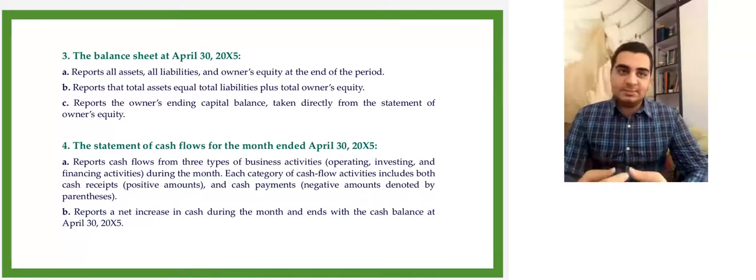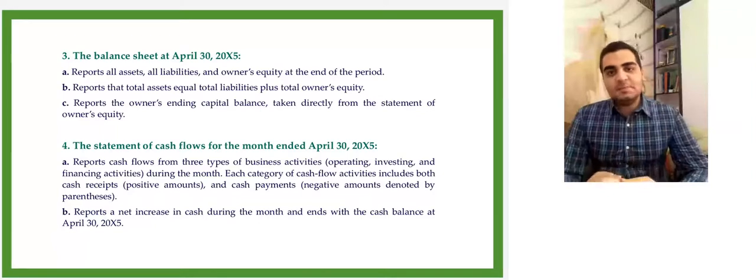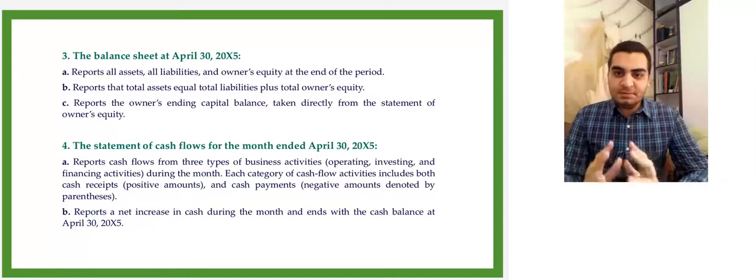and then we're going to do the rest. As for the statement of cash flows, we're going to need the cash amounts. It reports cash flows from three types of business activities: operating, investing, and of course, financing, during every month that is covered in this statement. For now, we're going to teach you cash flows very briefly because we're going to focus on it later in the upcoming chapters.